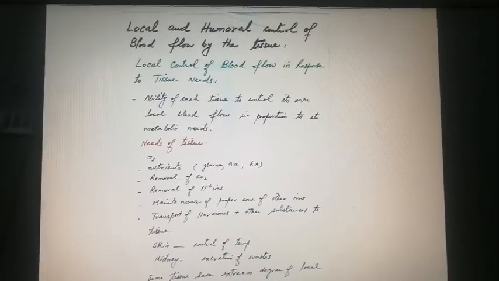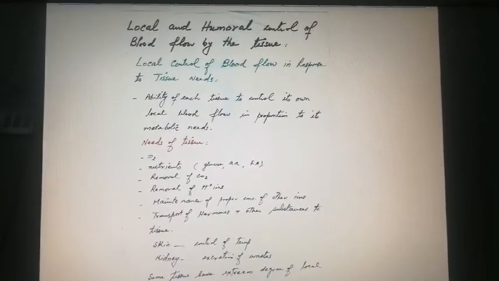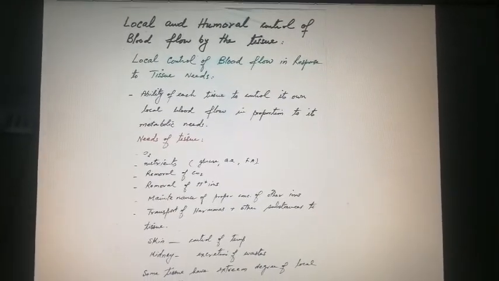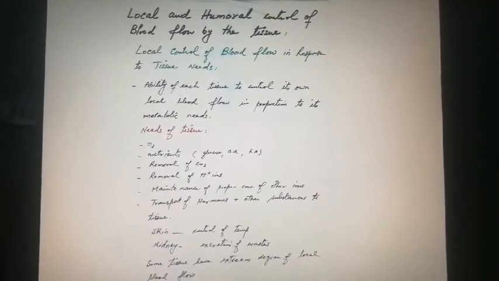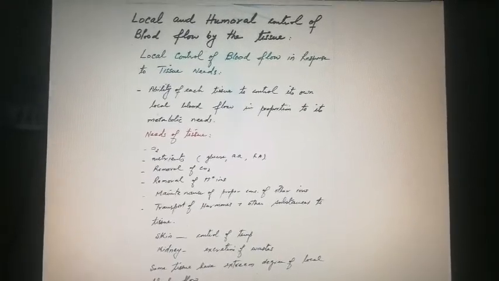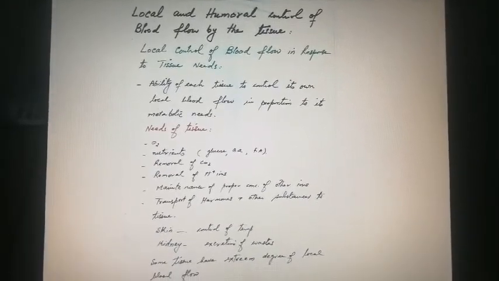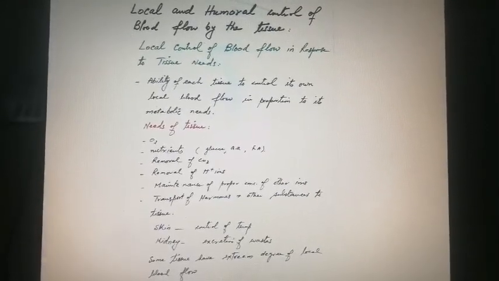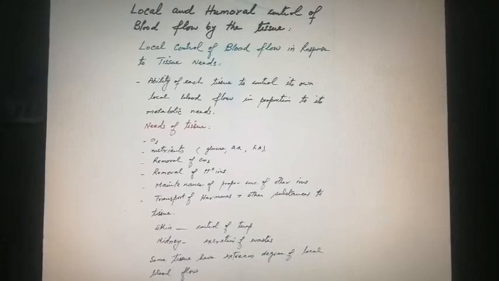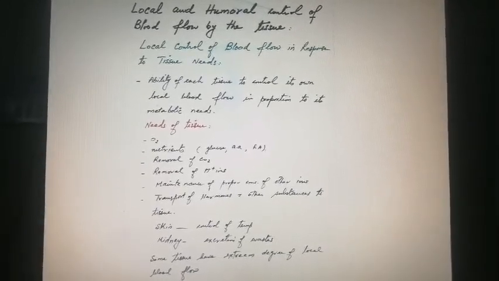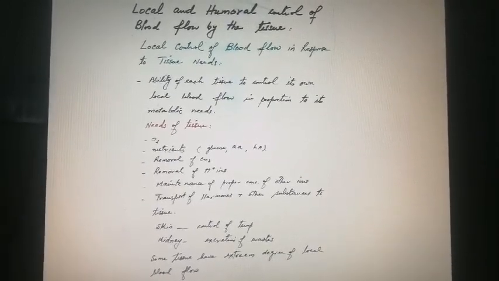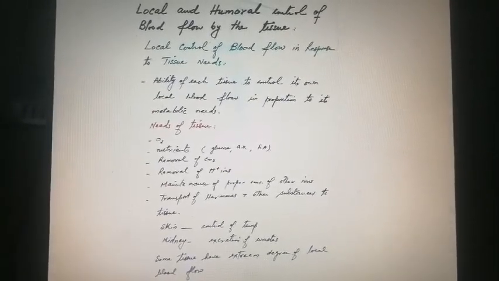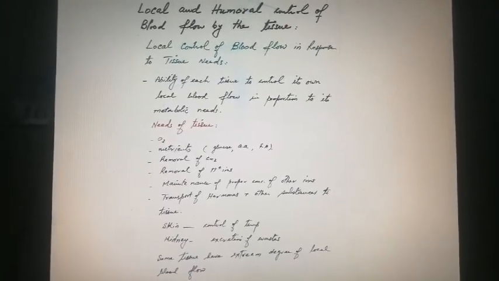Ability of each tissue to control its own local blood flow in proportion to its metabolic needs. What are the metabolic needs? Oxygen, nutrients, glucose, amino acids, fatty acids, removal of carbon dioxide, removal of hydrogen ions, maintenance of proper concentration of other ions, transport of hormones, plus other substances to tissues. So these are the metabolic activities which occur in the tissue. And if these activities are more, the blood flow is more.